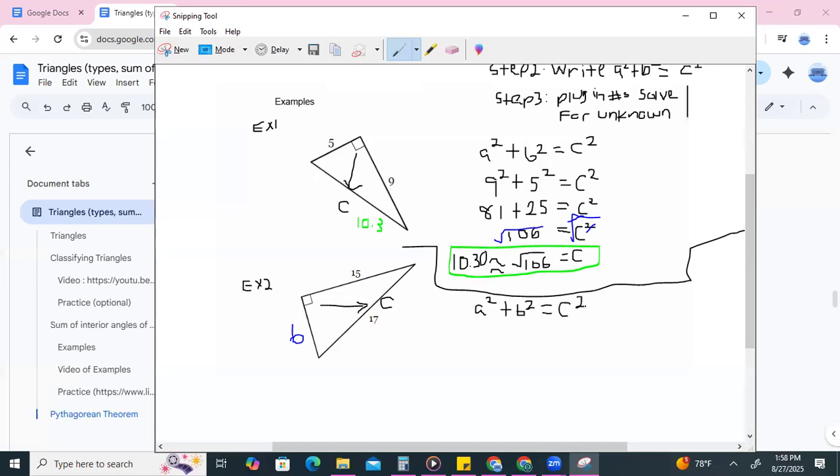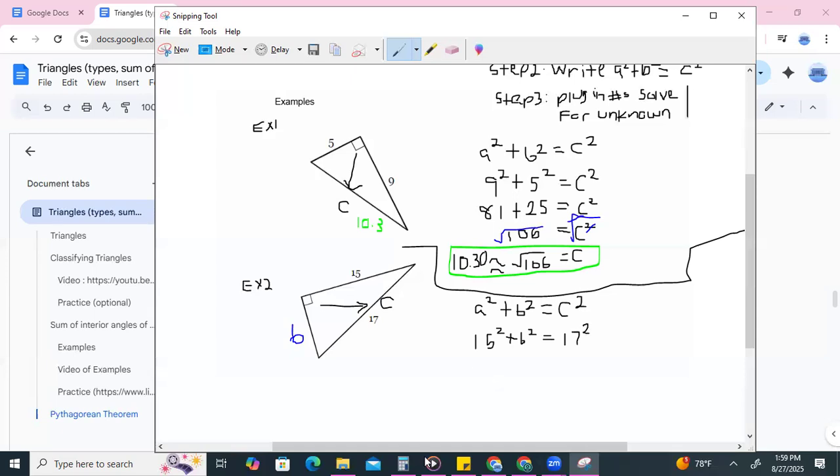First step, go ahead and plug in your numbers for what you know. If you know A, plug it in. If you know B, plug it in. If you know C, plug it in. So we're going to go ahead and plug in 15 for A. Right, 15 squared. Plus, we don't know the other leg, so we'll just leave it as B squared. Equals, we do know our hypotenuse is 17. So we'll say equals 17 squared.